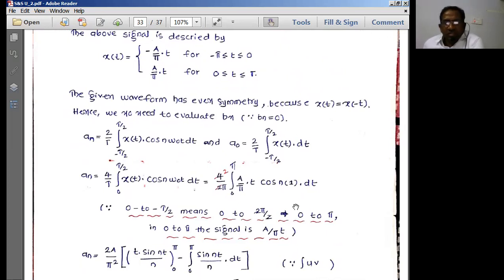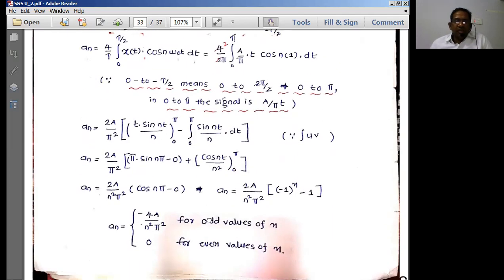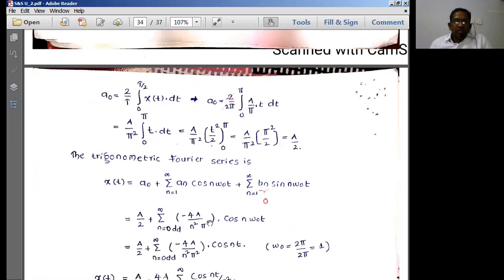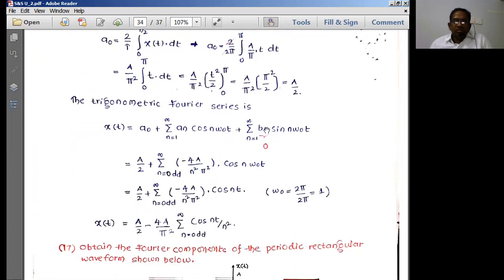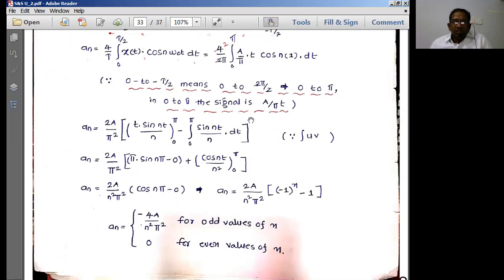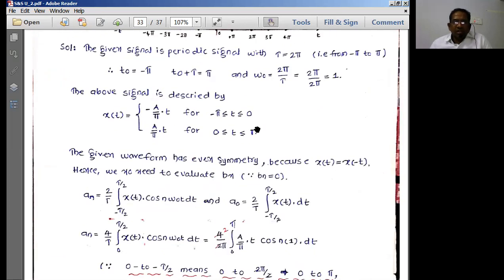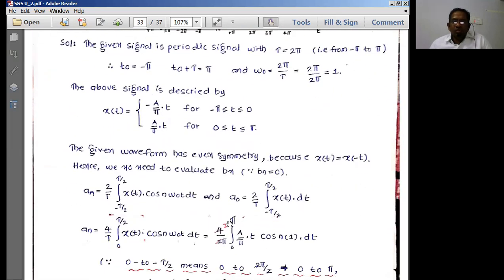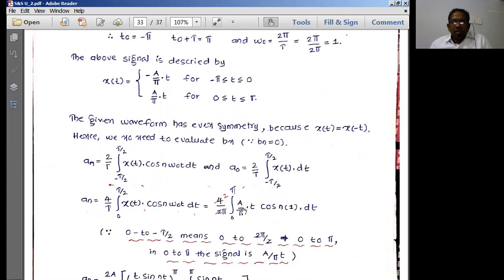Since it is an even symmetry function, which coefficients will be 0? bn is definitely equal to 0. So straight away, directly, I can say bn is equal to 0, because it is an even function. Because it is an even function, I can consider bn equal to 0 directly without solving it. That is the advantage we're going to have.